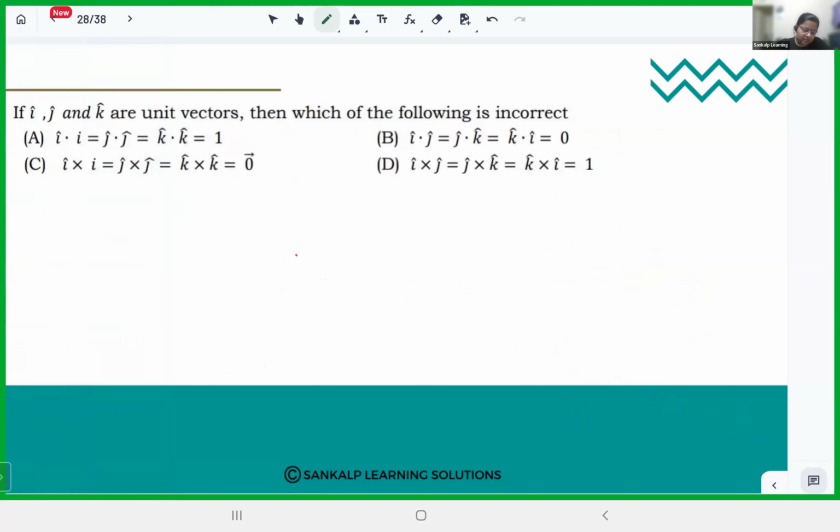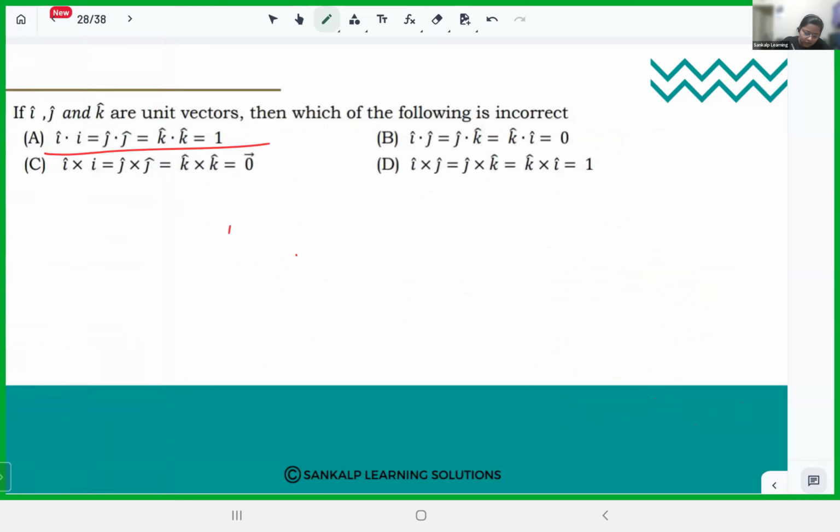So if i, j and k are unit vectors, then which of the following is incorrect? You have to find out, in the 4 options given, the incorrect statement. So you know i dot i, j dot j, k dot k is equal to 1.